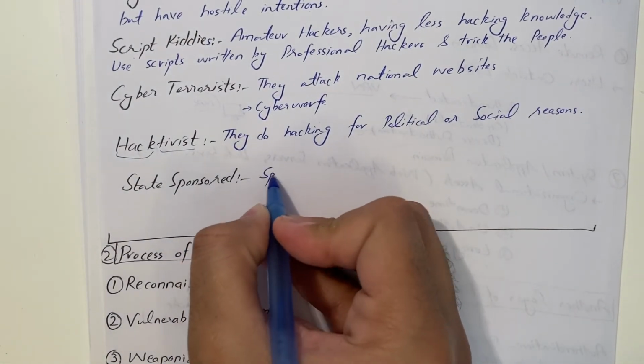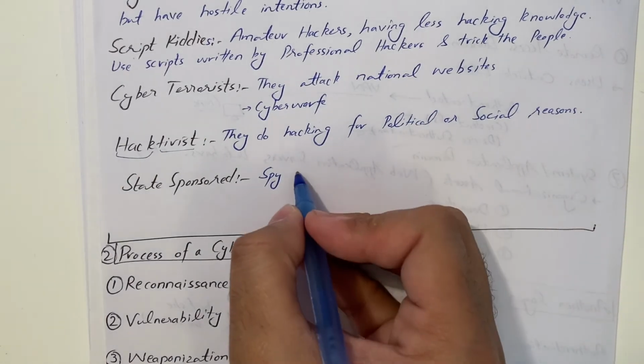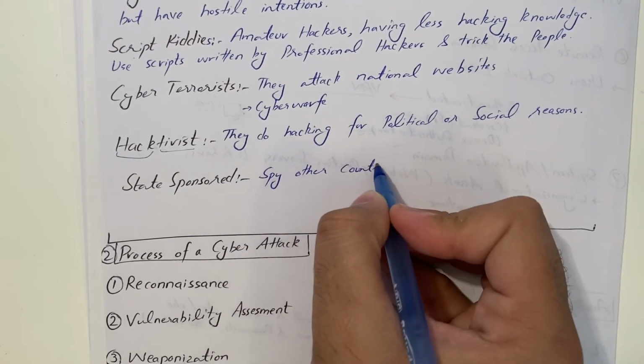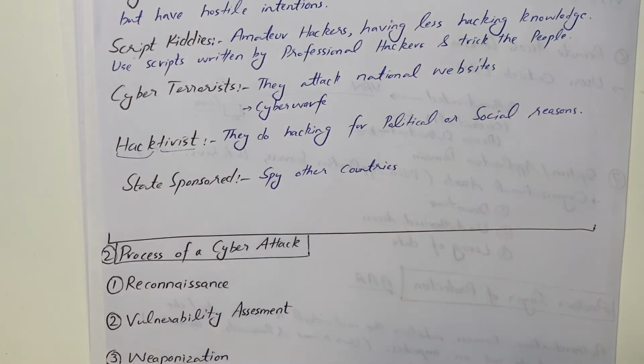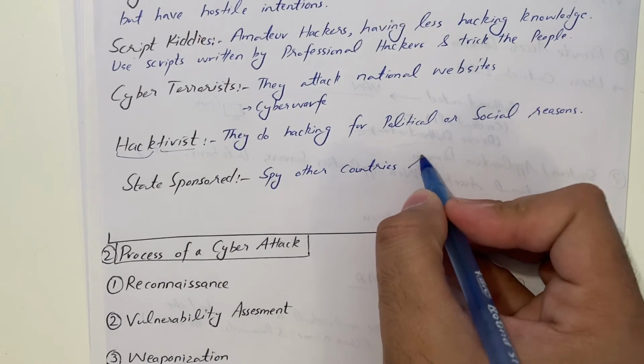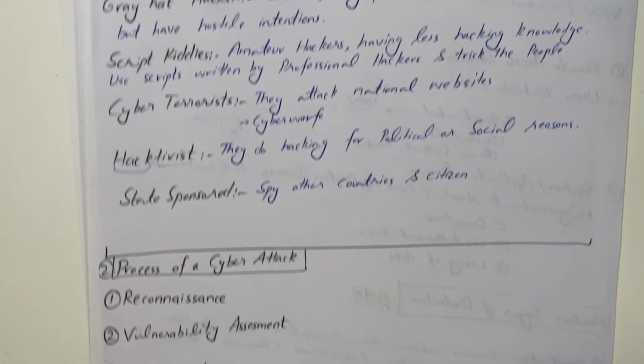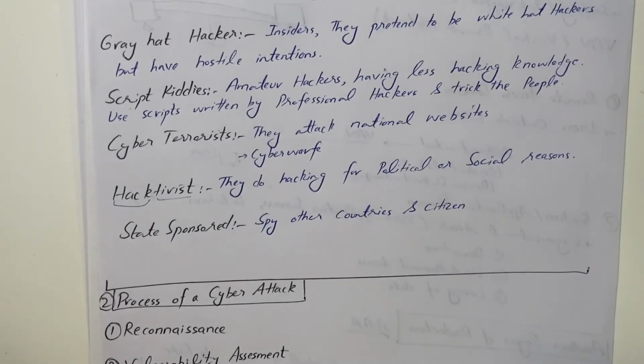State-sponsored hackers, like the FBI and CIA, spy on other countries just to protect the nationals, for national security, of course. They spy on other countries and citizens, just keep an eye on them. So these are different types of hackers and their activities.